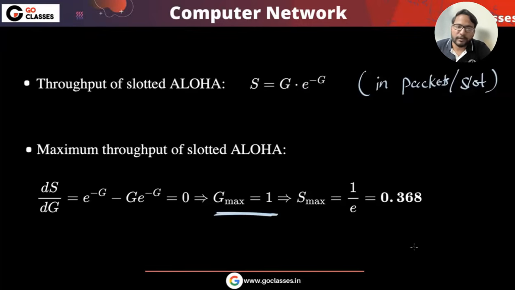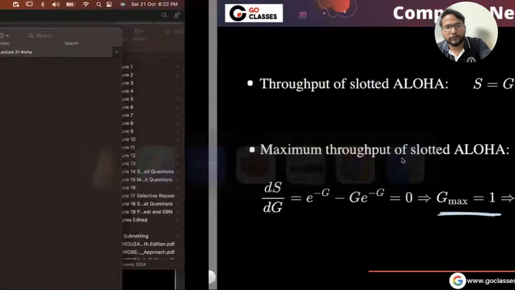Is this fine? And is this logical? What is G? On average, how many packets you are generating in one transmission time. Let's suppose on average the system is generating just one frame in one transmission time, then G will be 1, and then it is maximum, right? If the system is generating more than 1 or less than 1, then it will be a problem. I have also shown you the graph, if you remember.